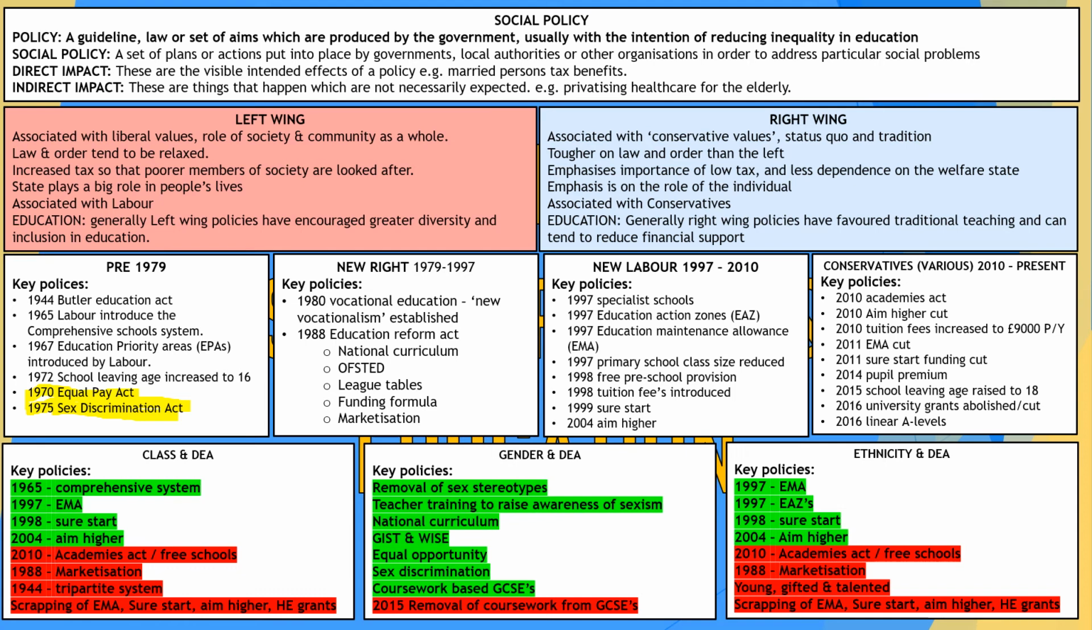And when it came to ethnicity, lots of policies that helped ethnic minorities would be EMA, EAZ, Sure Start, Aim Higher. A lot of the features of ethnic minority groups tend to overlap with social class. And so, again, the policies which had a negative impact would have been the same ones, with the exception of the Young Gifted and Talented program, which is meant to support students of lower income backgrounds, but they predominantly were white students who were supported.